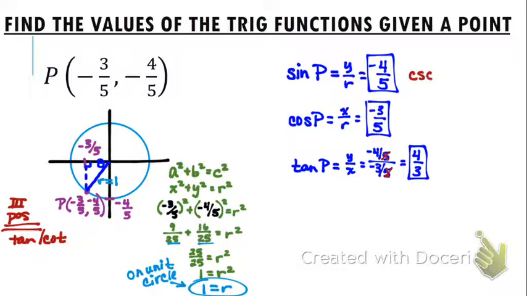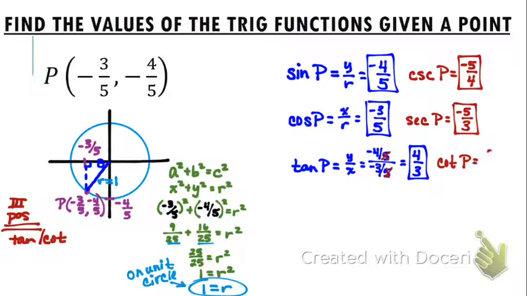What is the cosecant? Negative 5/4. Because it's the reciprocal of sine. What is secant? Yep, negative 5/3, reciprocal of cosine. What would cotangent be then? 3/4.